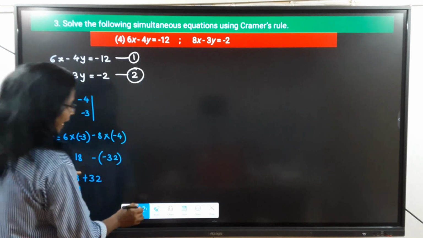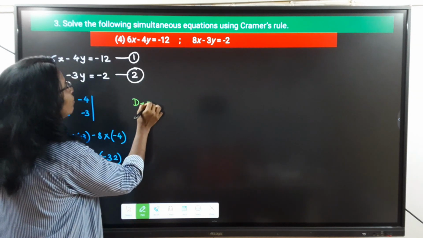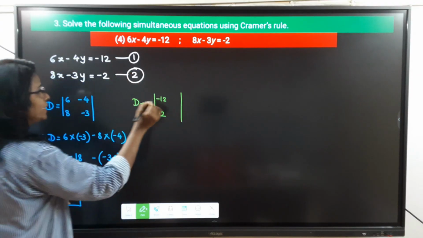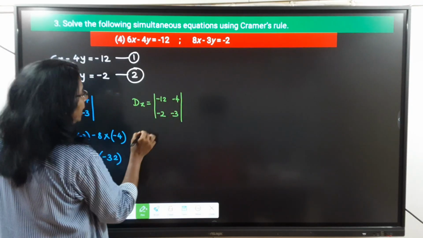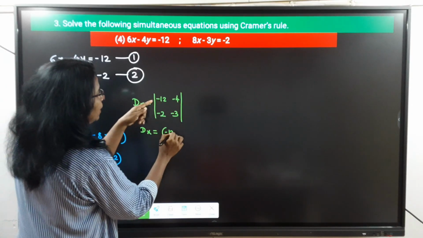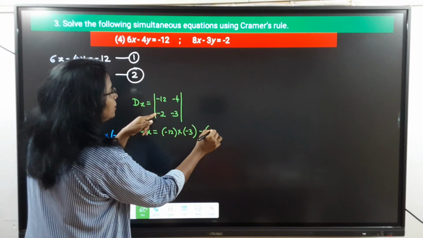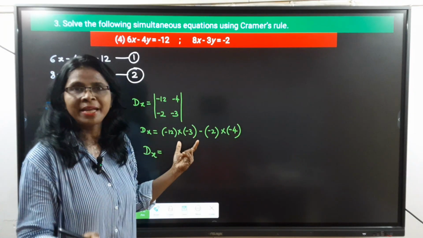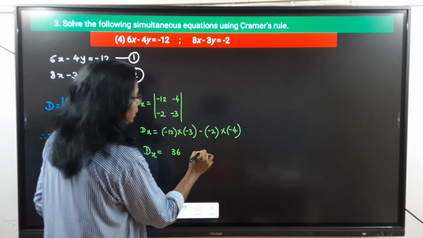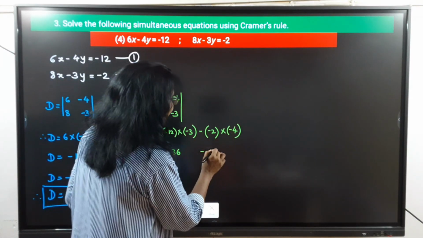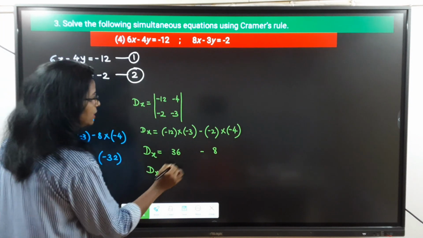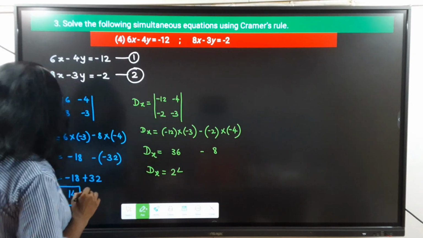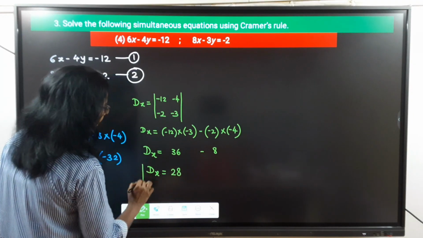Okay, students. Now the arrangement of Dx. In the first column we write the constants -12, -2, and in the second column write as it is, -4, -3. Therefore Dx = -12 × (-3) - (-2) × (-4). See carefully here: the product of -12 and -3 is 36, and the product of -2 and -4 is 8. So 36 - 8 is equal to 28.